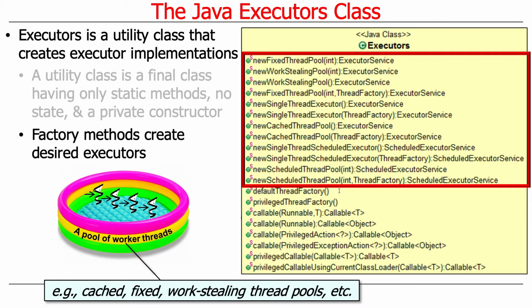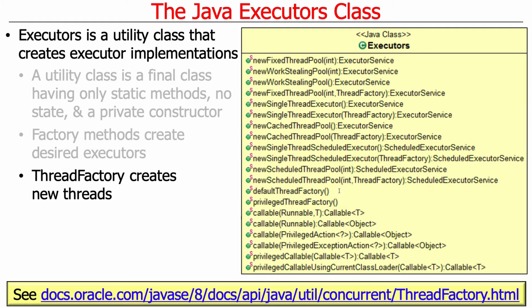These would be things like cached thread pool executors. You can see new cached thread pool, fixed executors, new fixed thread pool, work stealing executors, new work stealing pool, right? And there's a few other variants as well. There's even a single threaded variant, which is kind of funny.